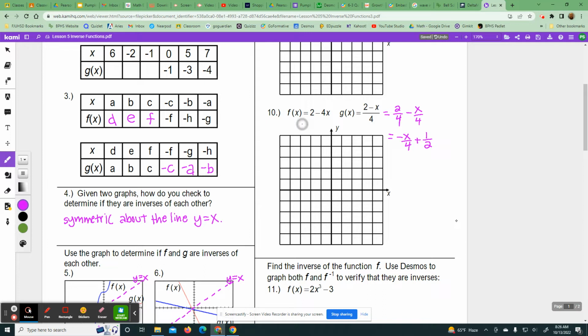So I'm going to graph this one first, though. So I'm going to switch it around because we're used to mx plus b. So I'm going to put the mx in front. So let's go ahead and graph 2. And then it says to go down 4 and right 1. So down 1, 2, 3, 4, and right 1. And then can I go down 4 again, right 1? I can't. Can't go up 4 and left 1 either.